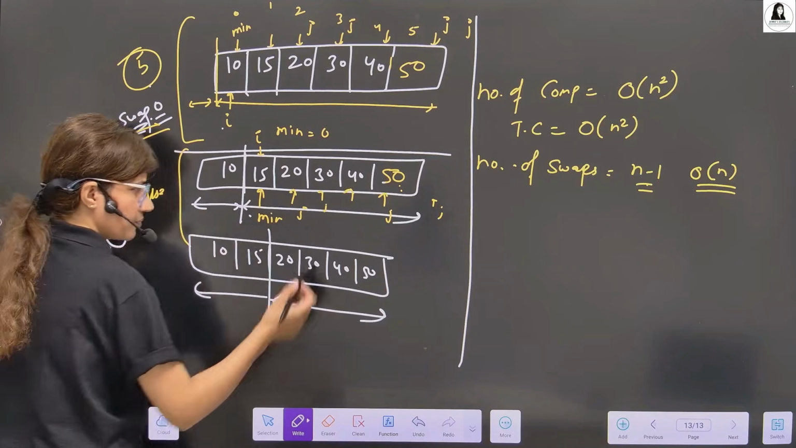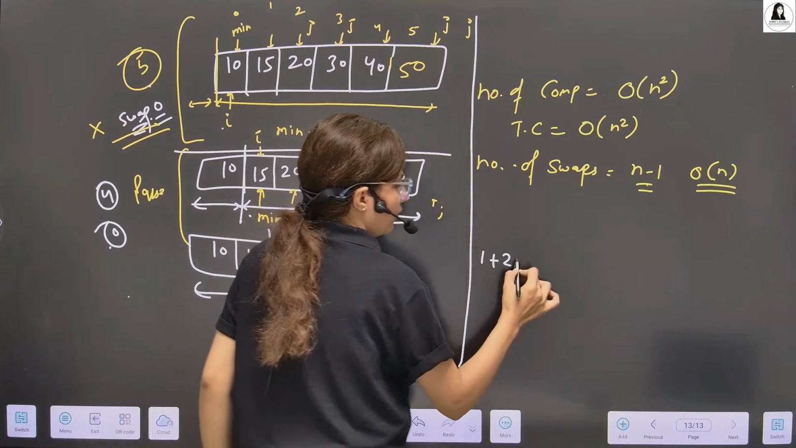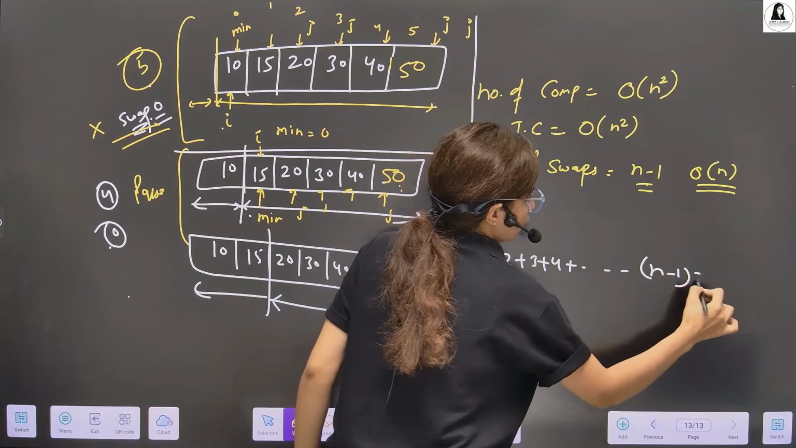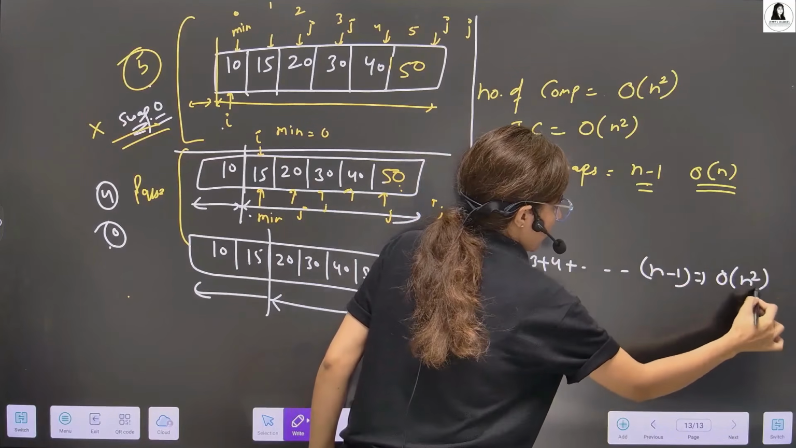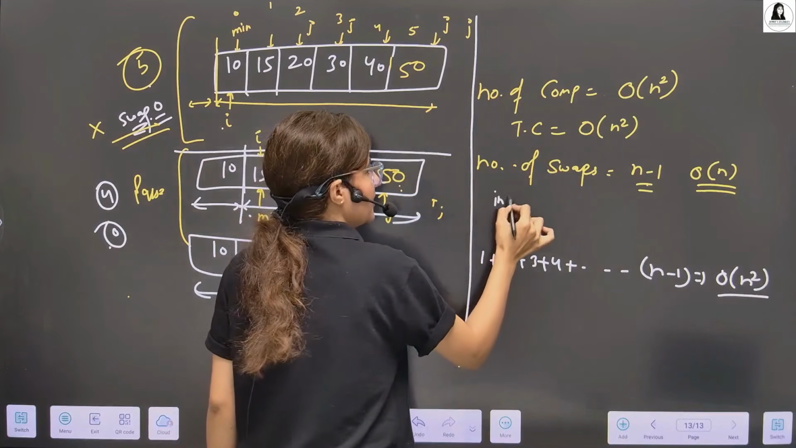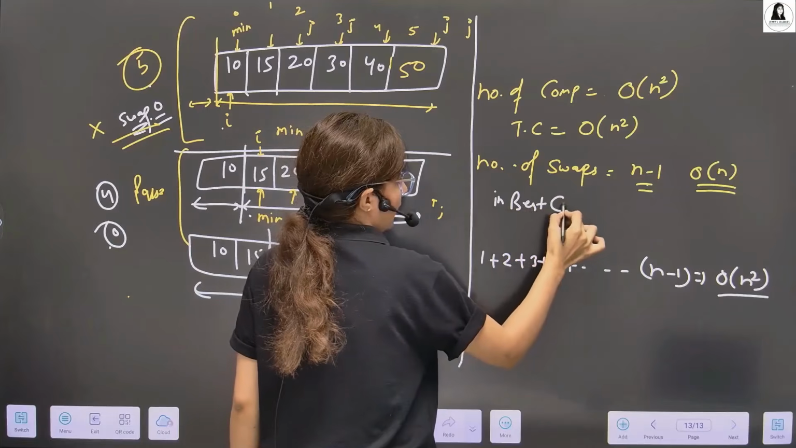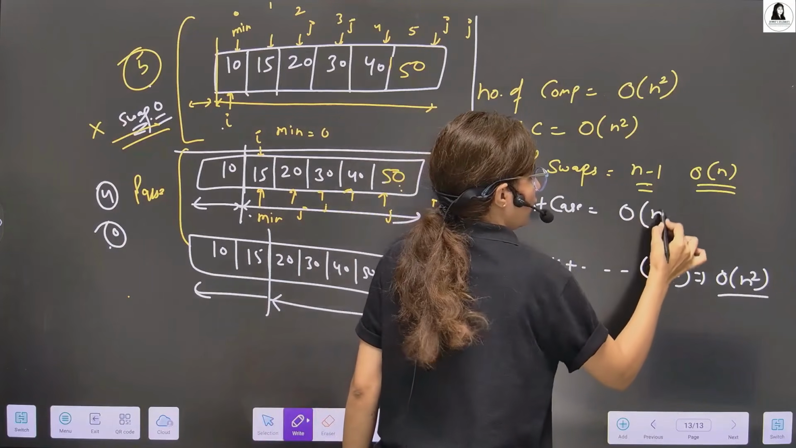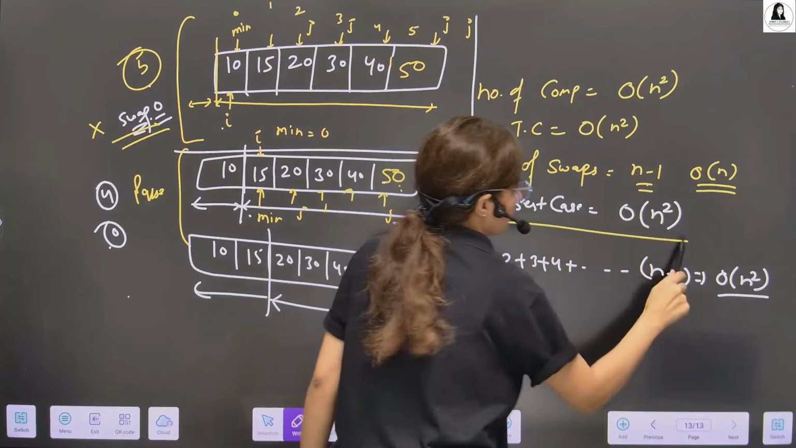Same comparisons. So in this also, the number of comparisons is 1, 2, 3, 4 plus up to n minus 1. So same n square. So time complexity is the same, n square. Even in the best case, meaning we assume that the data is already sorted, you need n square time complexity.